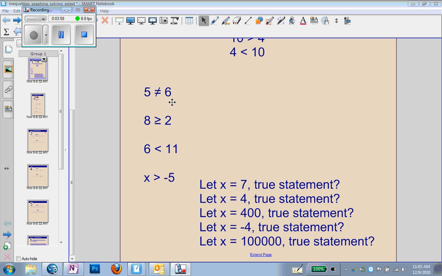So what would be a statement that would not be true? If we let X equal negative 10, that would not be a true statement because negative 10 is not greater than negative 5. So negative 10 being greater than negative 5 is not true. But what is true for that statement? What would we write instead?